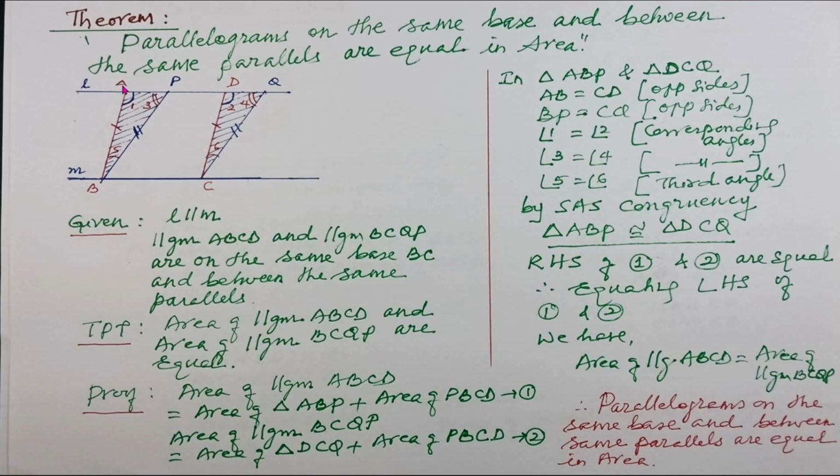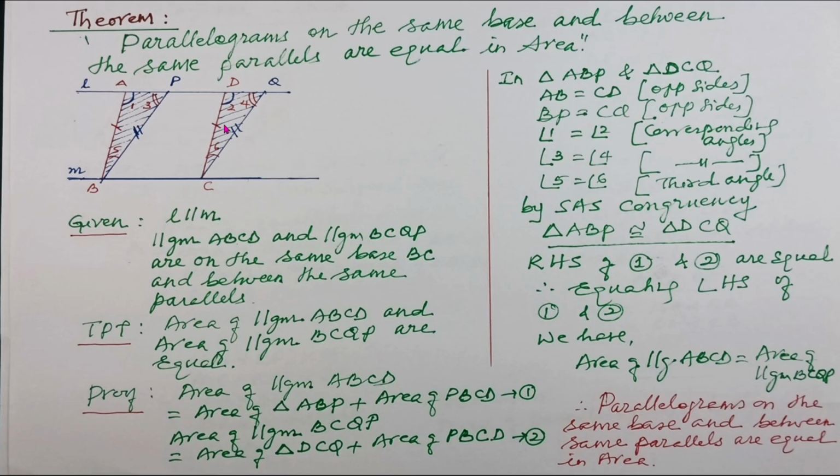Now how is it? AB and CD are equal because they are opposite sides of the parallelogram ABCD, and PB is equal to QC, again opposite sides of the parallelogram PBCQ. Angle 1 is equal to angle 2, corresponding angles, angle 3 is equal to angle 4, corresponding angles, and angle 5 and angle 6 are equal, that is the third angle of the two triangles. Therefore, in triangles ABP and DCQ, AB is equal to DC, angle 5 is equal to angle 6, and PB is equal to QC. That means by side angle side congruency criteria, these two triangles are congruent.